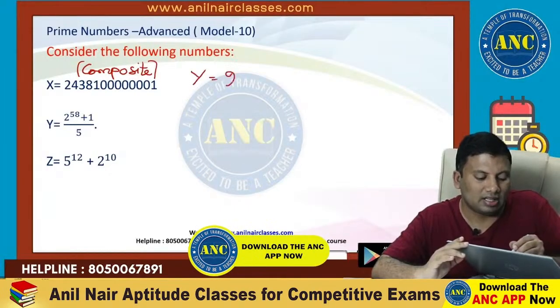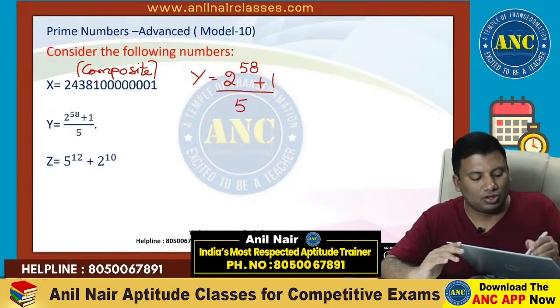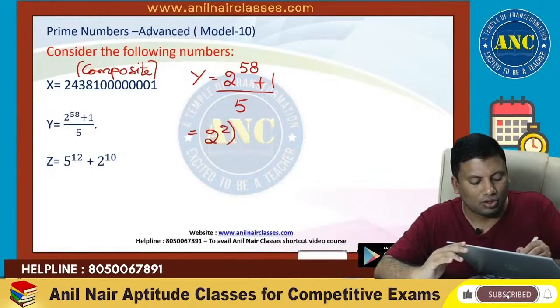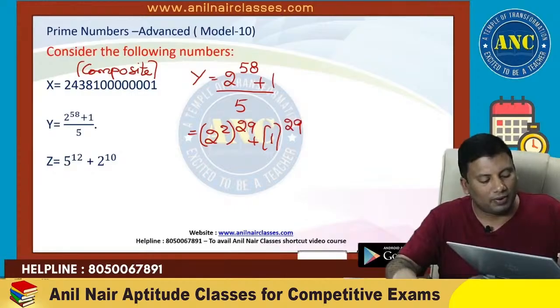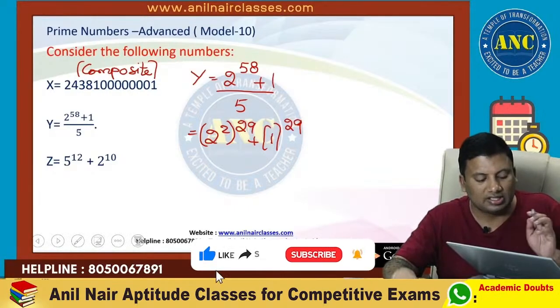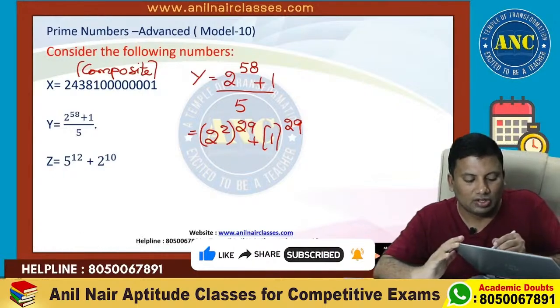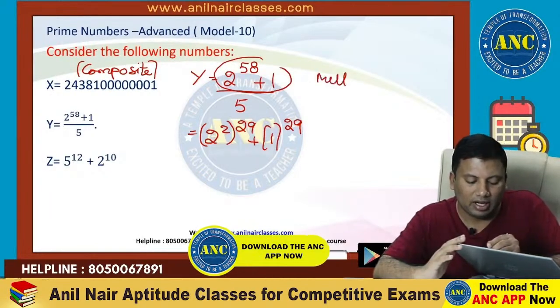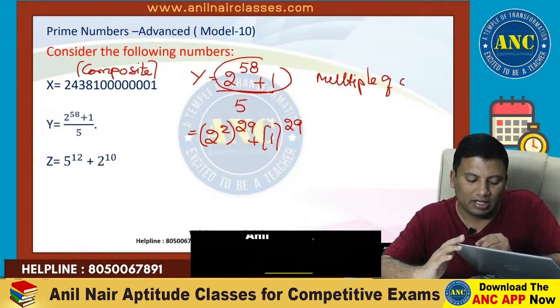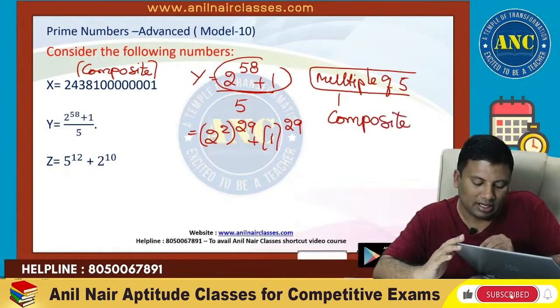Y is nothing but (2^58 + 1)/5. This can be written as (2^2)^29 + 1^29. So that means it is divisible by 5. The numerator is divisible by 5, I hope it is clear. So this entire number is perfectly divisible by 5, so it will become a multiple of 5. If it becomes a multiple of 5, then this is nothing but a composite number.